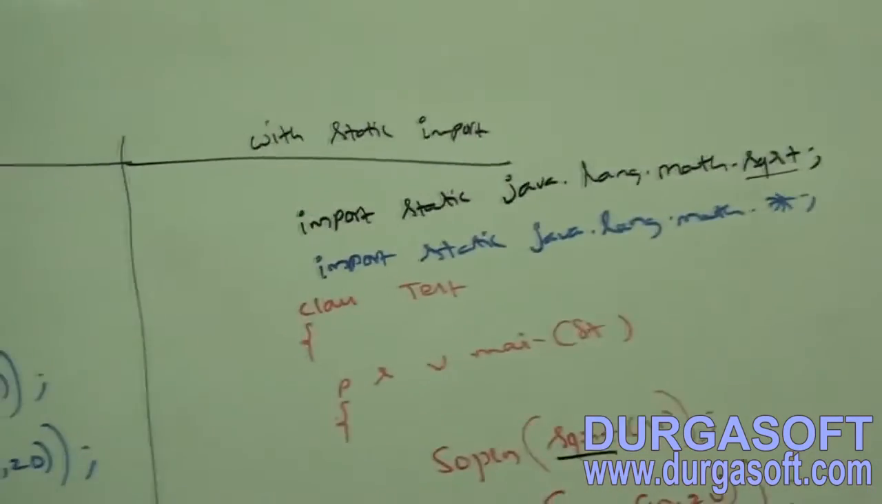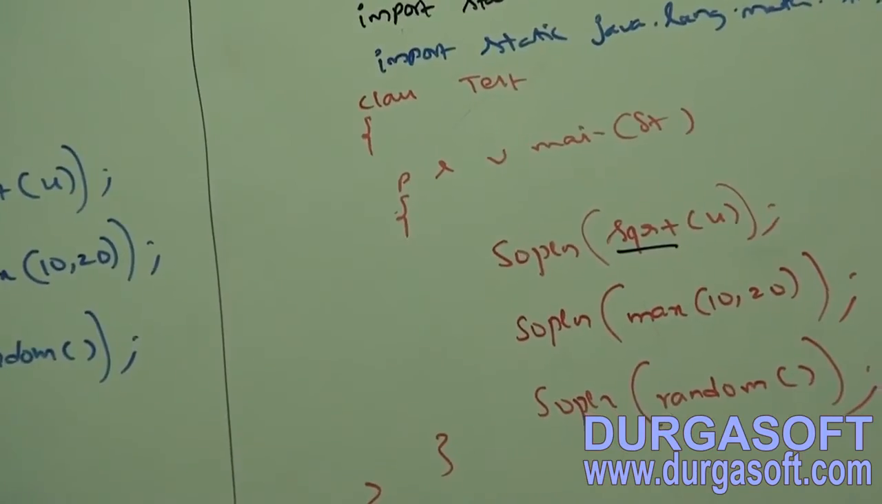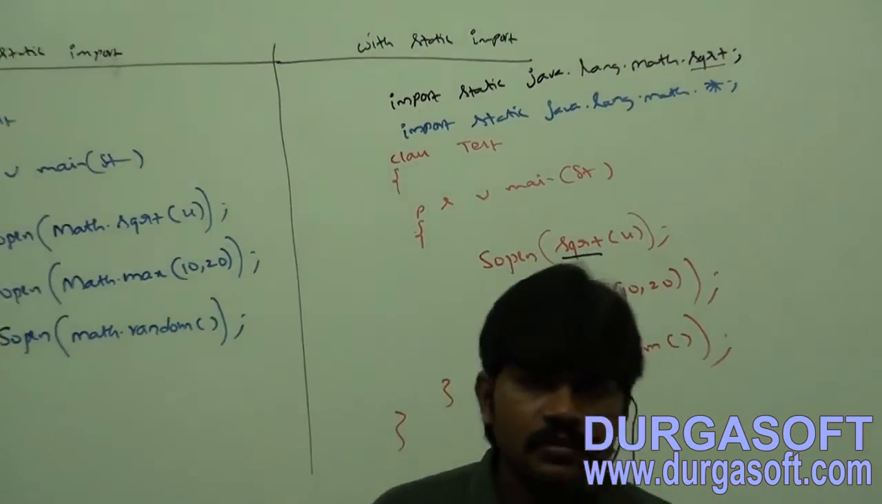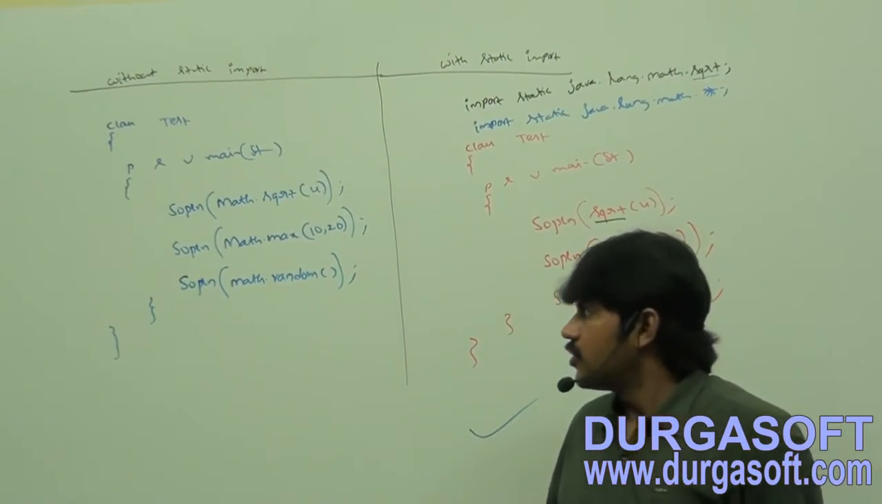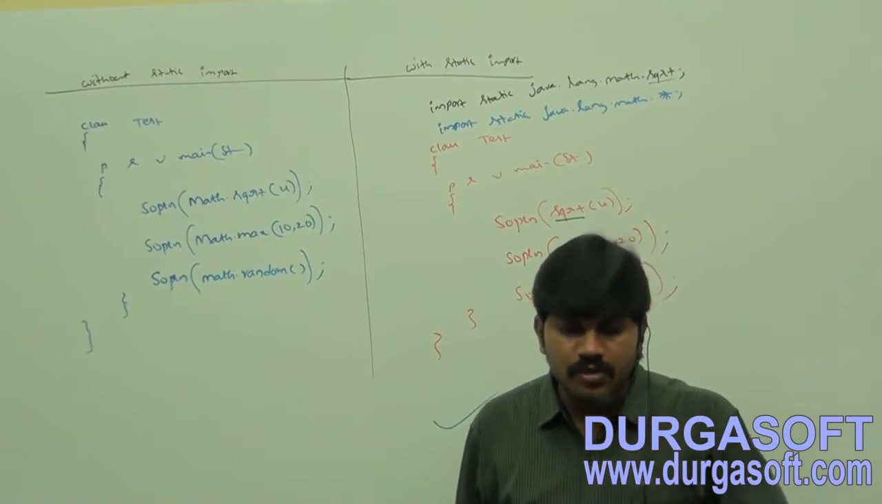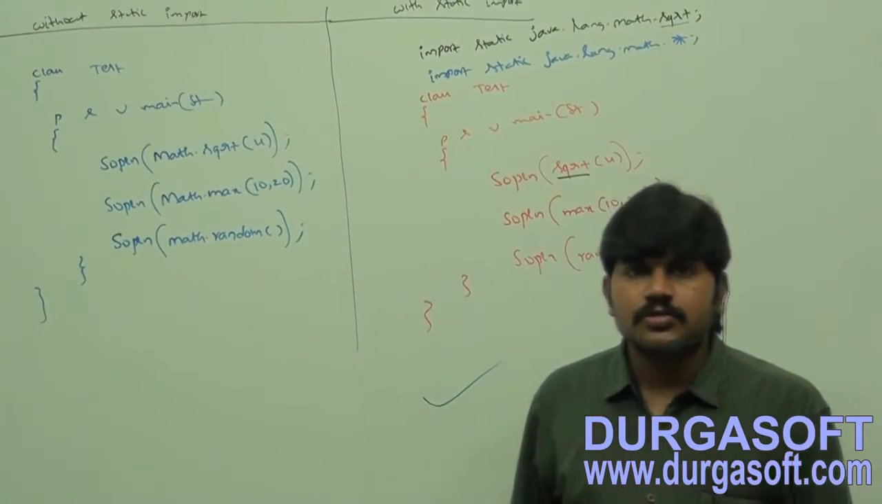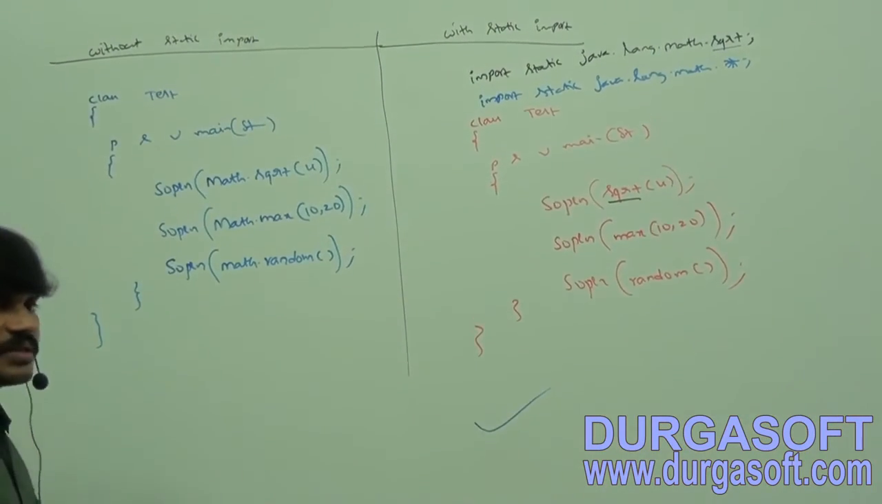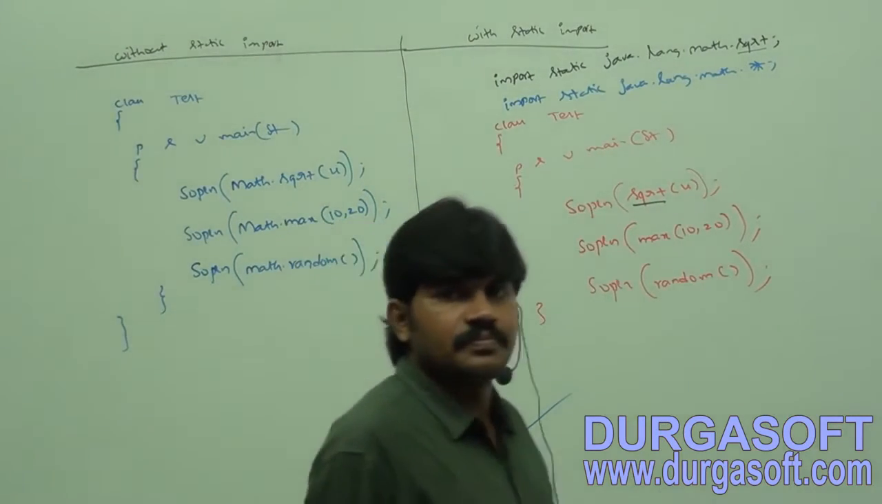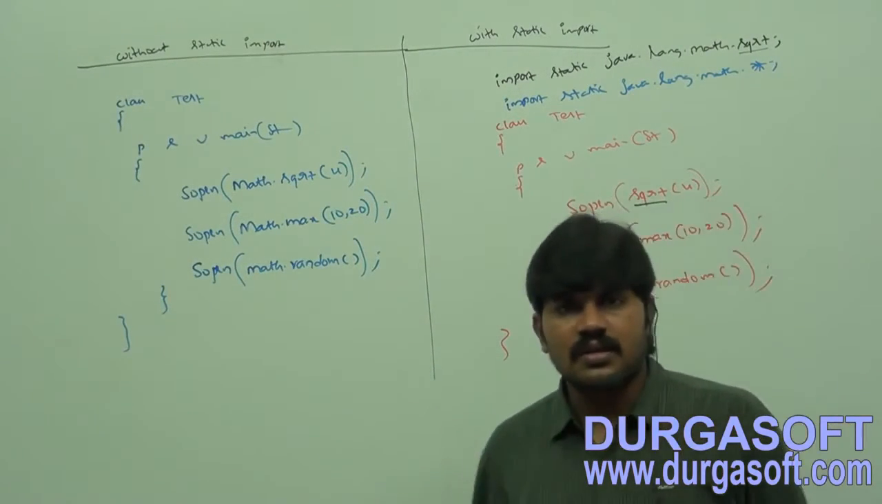At the next step, usually we can access static members by using the class name.